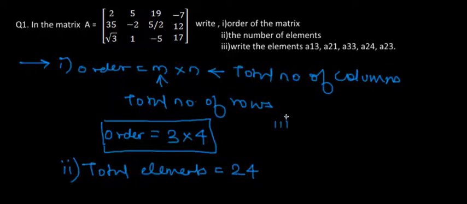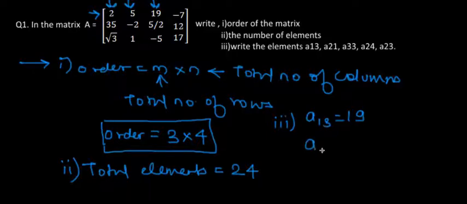Let's start with the third sub question. What they are asking in the third sub question is to find a13. So let's find a13. A13 means first row and third column. So which is the element in first row and third column? This is row number 1, and third column, so 1, 2 and 3. The element is 19 here, so I'll write 19.